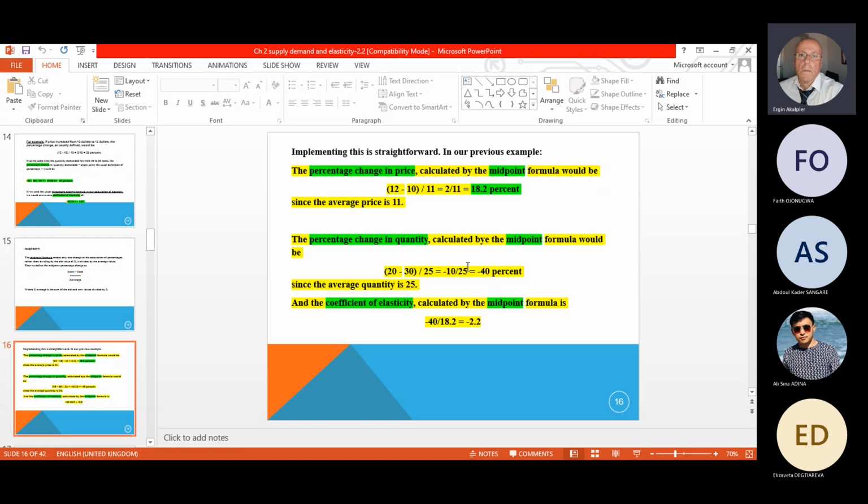Now we are going to put these two together, which is 18.2 and minus 40. Delta Q over delta P will give you the midpoint elasticity, which is minus 2.2, again above 1. It is roughly estimated because you take the average of these two. Then this is also elastic demand. It shows that this example has elastic demand, or the price elasticity of demand is higher.